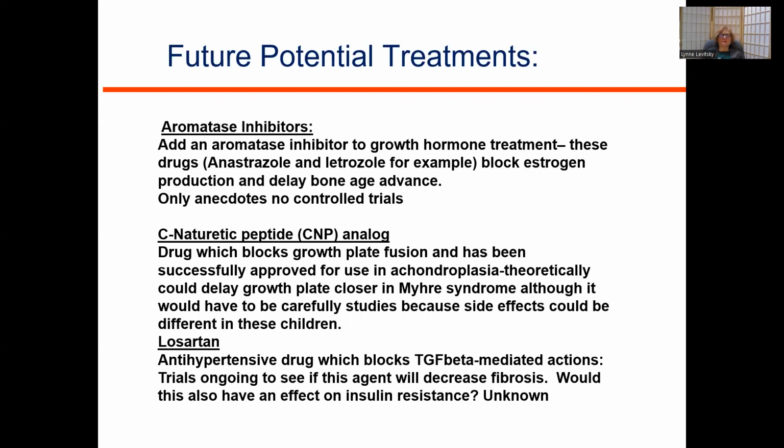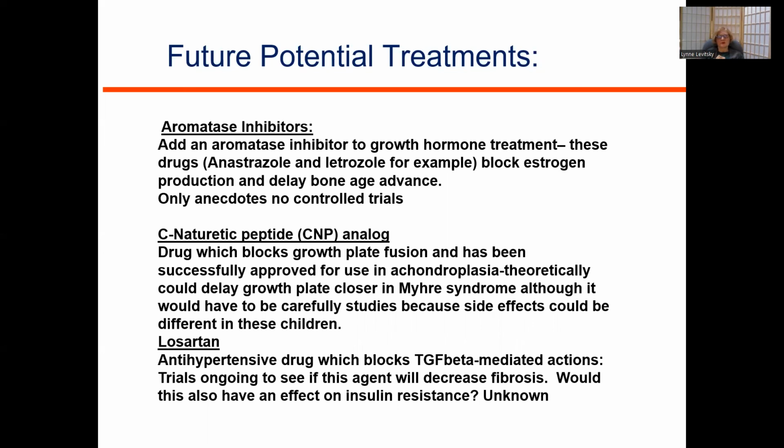This is a drug which is available for treating achondroplasia, CNP, C-natriuretic peptide analog. And this probably was named a little bit wrong, but what has been discovered is that CNP is important in blocking growth plate fusion. It kind of blocks the chemical processes which lead to growth plate fusion, and it's been successfully approved for use in achondroplasia. There are some theoretical reasons to believe it could delay growth plate closing in Myhre syndrome as well, but the studies would have to be very careful because side effects could be different in these children. So that's a possibility that one could use this.